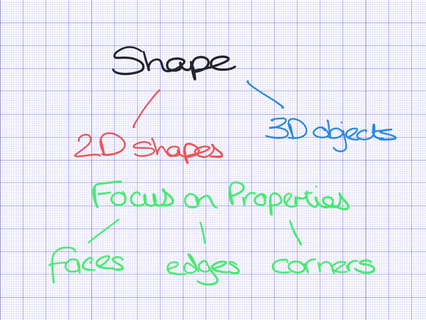Yesterday we were looking at shape, looking for 2D shapes and 3D objects. Today we're going to have a focus on the properties of the shapes. So we're going to look for their faces, edges and corners.